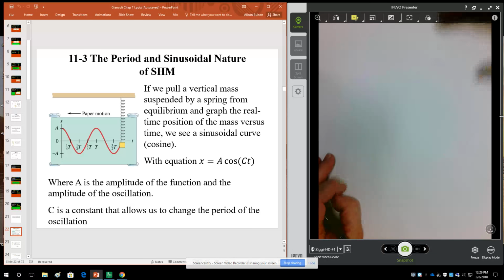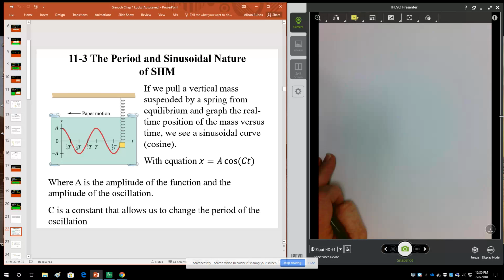Okay, so if we pull a mass, a vertically suspended mass, away from equilibrium and sort of allow that mass to trace out a graph as paper moves past it, the paper moving past it at a constant rate, we'll develop a graph of the mass's position versus time. If we do so, and in fact we may do so in the lab using a motion detector, we'll find that the path of this up and down motion, when we spread it out over time, looks like a sinusoidal curve, so sine or cosine function.